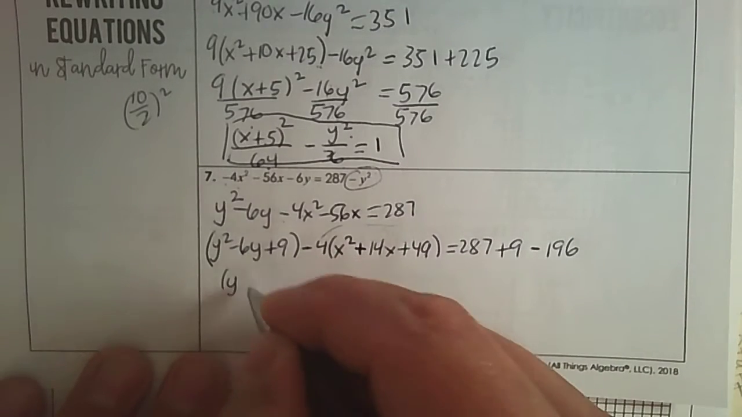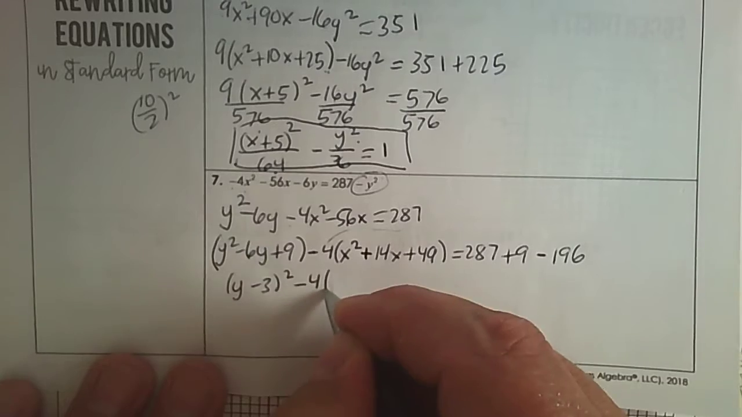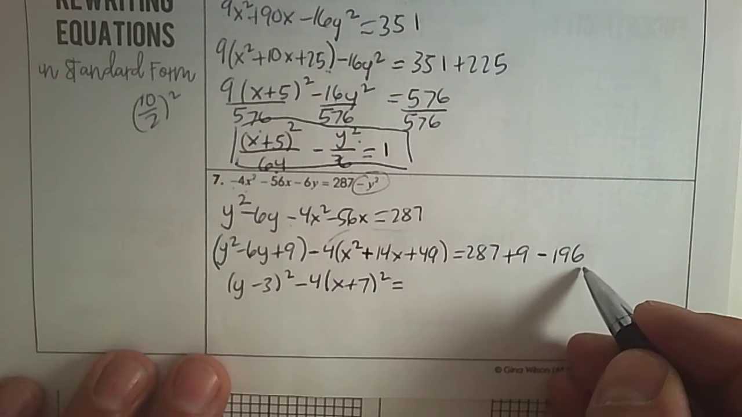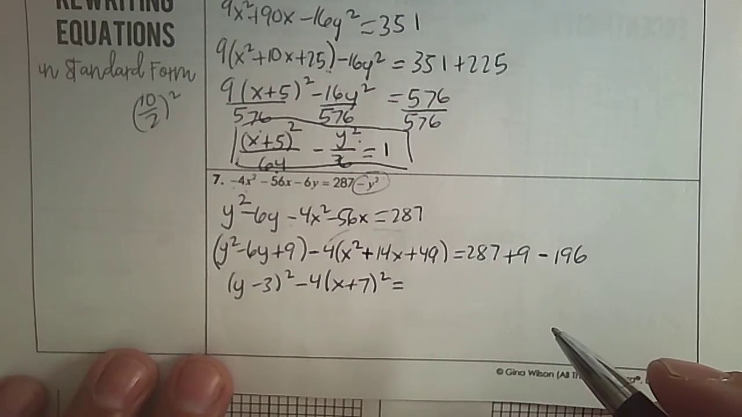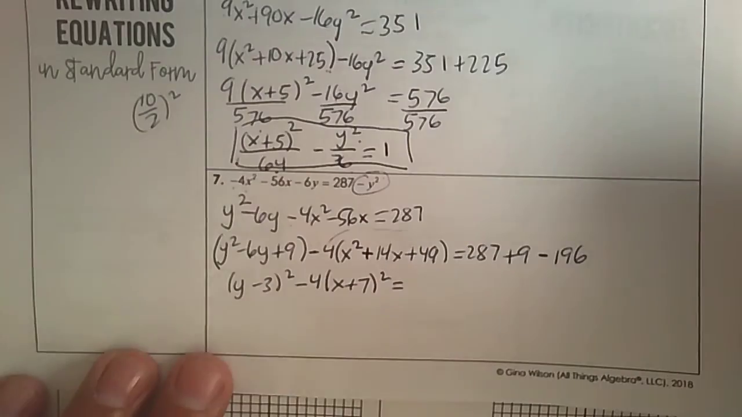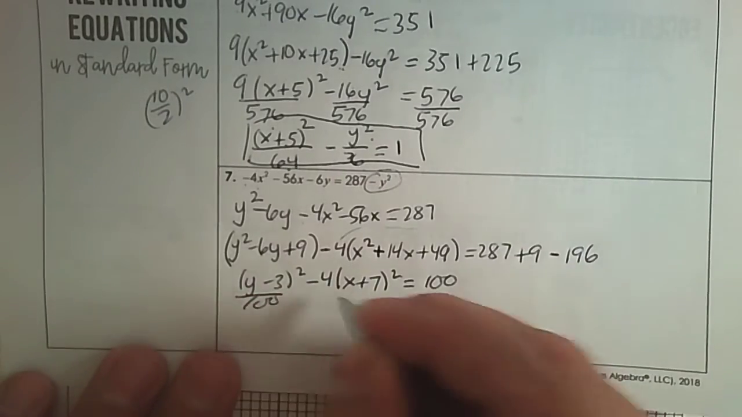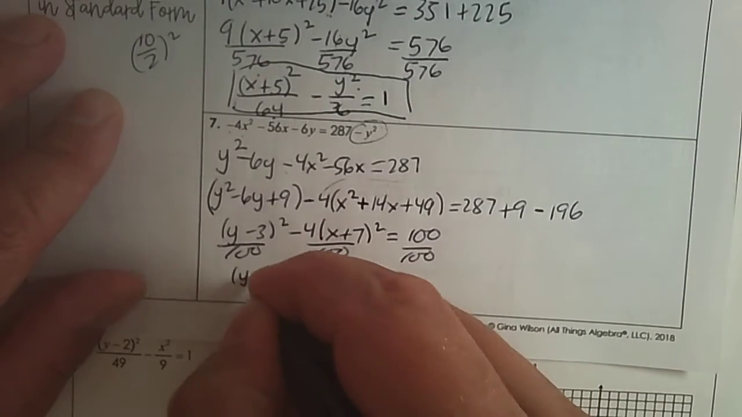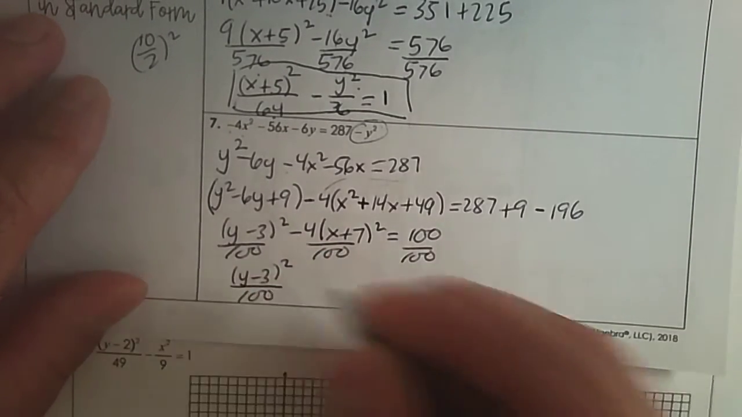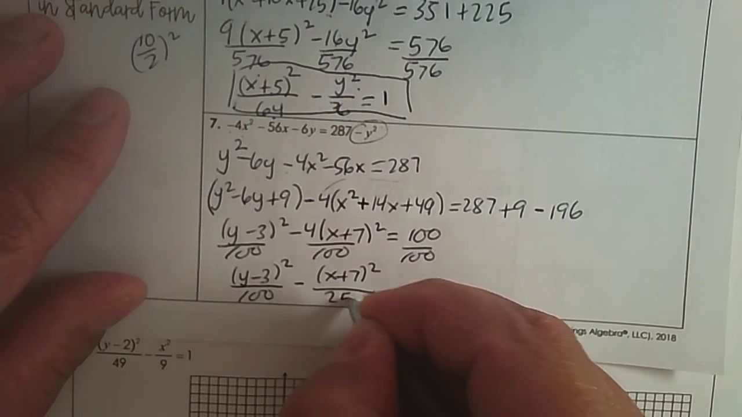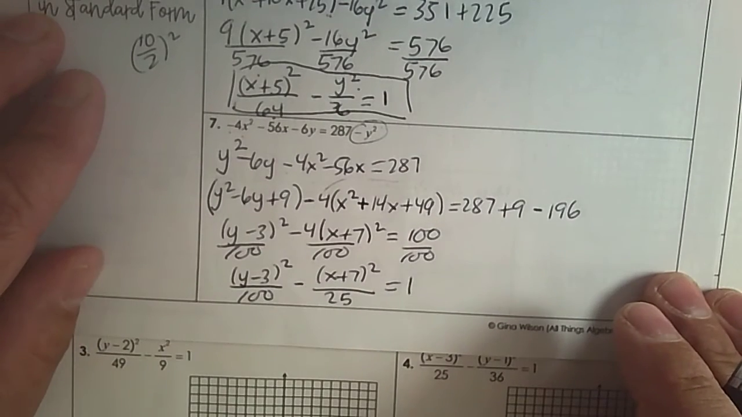Then factor. So that's (y subtract 3) squared, negative 4, this is (x plus 7) squared. And then combine like terms. Again, I'll be your calculator. 287 plus 9, take away 196. Put that together, and it's actually 100. Divide by 100. Simplify it, and you have it in standard form. So our first fraction is (y subtract 3) squared over 100. Then it's (x plus 7) squared. Now 4 goes in 100 25 times, and then 100 divided by 100 is 1. Done. Turn the page.